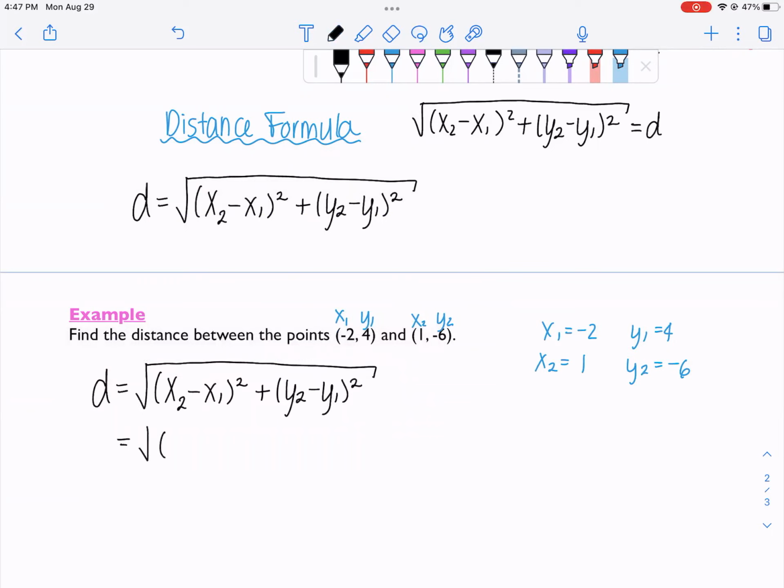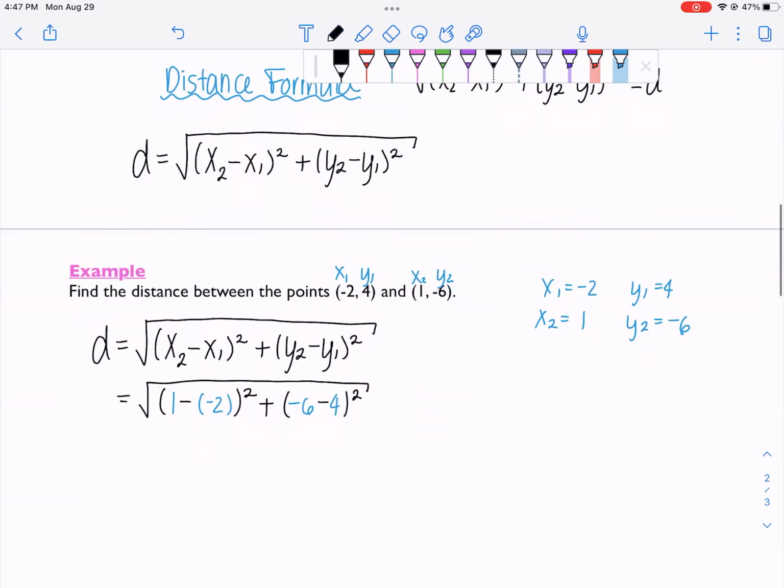Here is our formula. I am just going to duplicate it because I am lazy. Okay. And now plugging in the values. So x2 is 1 minus x1 is -2, quantity squared, plus y2 is -6 minus y1 is 4, quantity squared. We're just going to simplify.